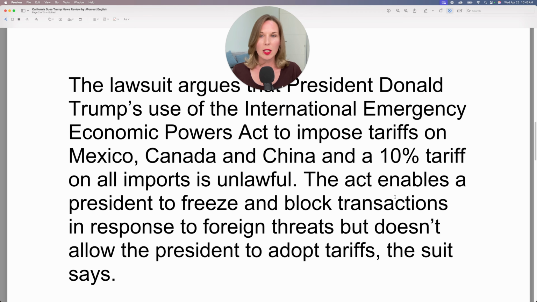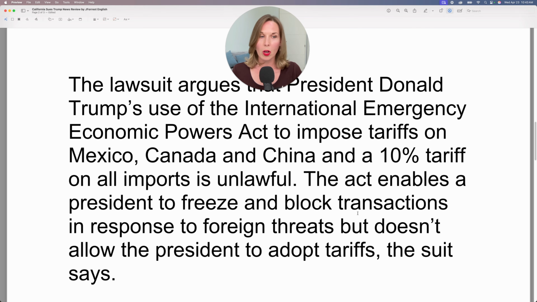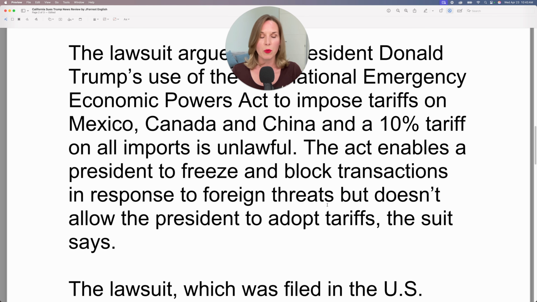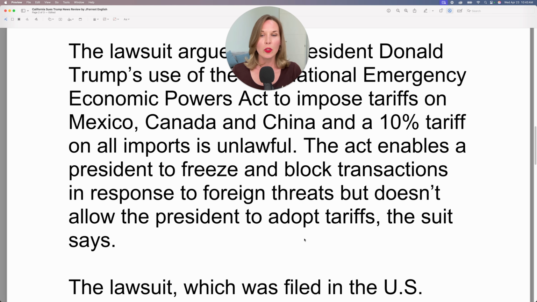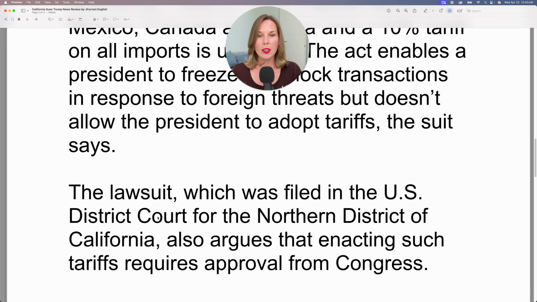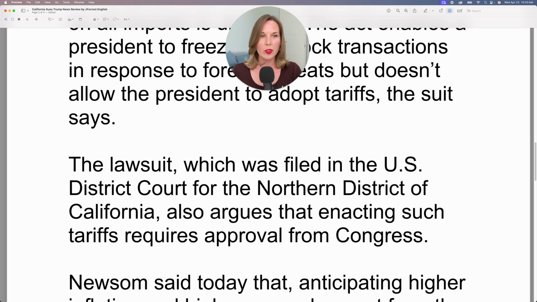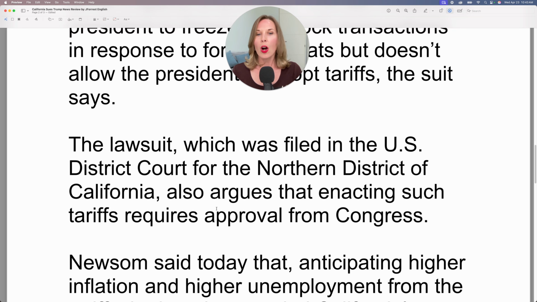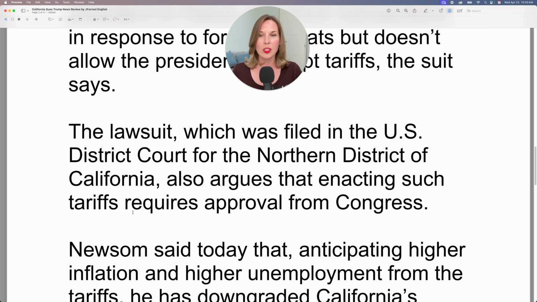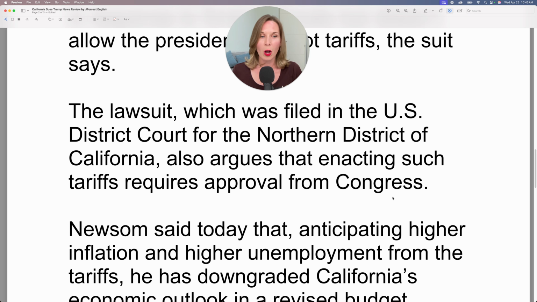The act enables a president to freeze and block transactions in response to foreign threats, but doesn't allow the president to adopt tariffs, the suit says. The lawsuit, which was filed in the U.S. District Court for the Northern District of California, also argues that enacting such tariffs requires approval from Congress.